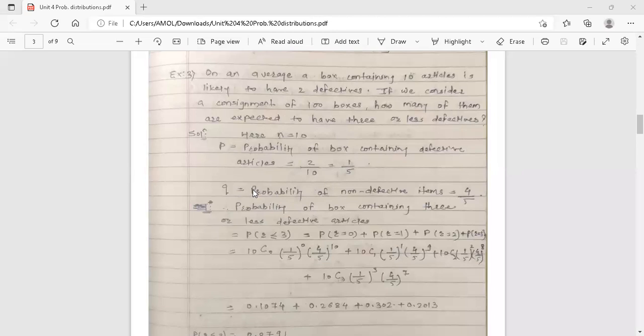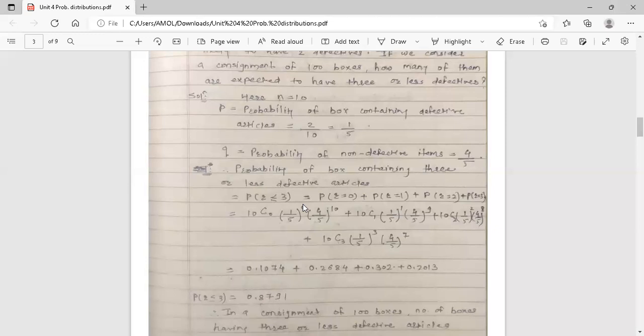P is the probability of success. Our success here is that in a box of 10 articles, there may be 2 defective articles. So the probability of success is 1 by 5. Now, the probability of non-defective articles, meaning the probability of failure, is 1 minus P. 1 minus 1 by 5 is 4 by 5. So this is the probability of failure.